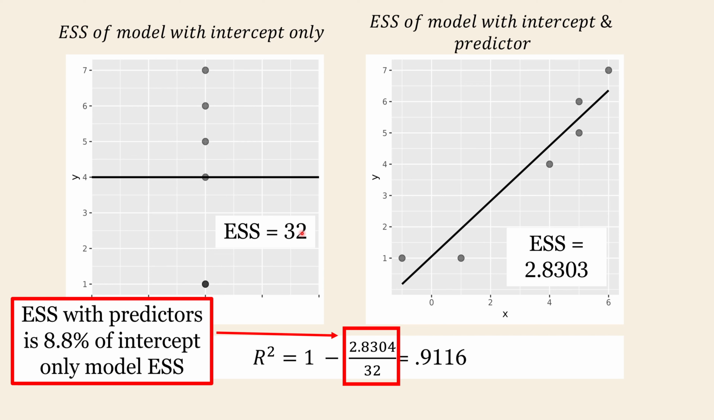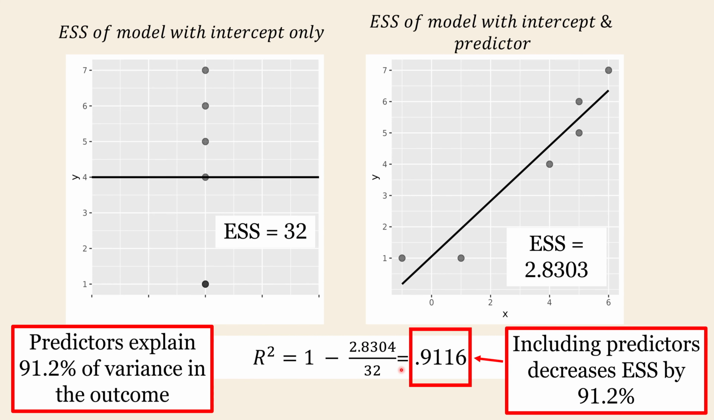To work out the variance explained, the final step is to take the value of 1 and minus it from this ratio. And this gives us a value of 91.2%. So including predictors in this model here decreases these error sums of squares by 91.2%. In other words, our predictors explain 91.2% of the variance in the outcome. Although in this example we have a single predictor, you can in principle have many more predictors.